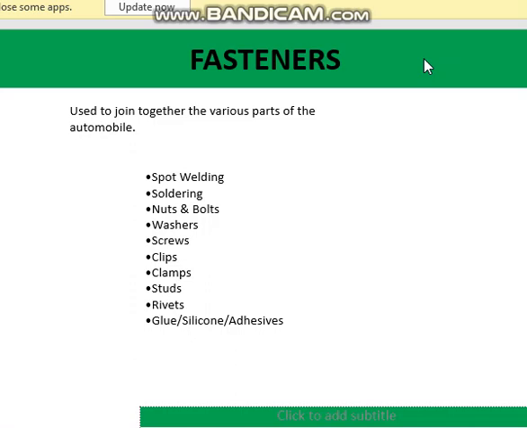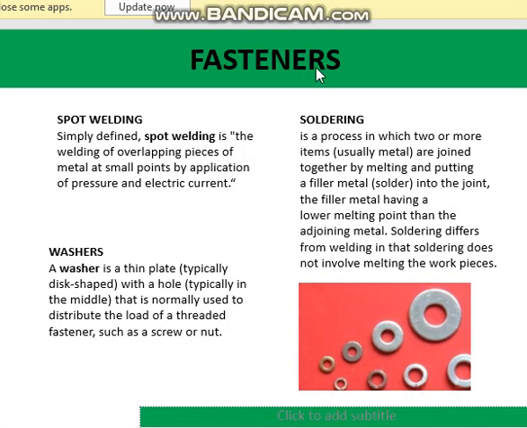There are different types of fasteners, and they are, as mentioned in the slides, spot welding, soldering, nuts, bolts, screws, clamps, studs, rivets, even glue, silicone, and different types of adhesive. They are all types of fasteners. I think from this slide you know, if not the majority, then half of the things you are familiar with. So, spot welding, what is this?